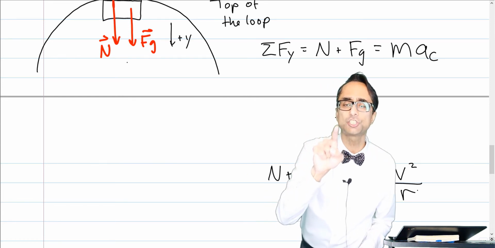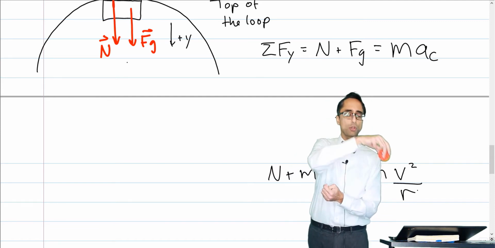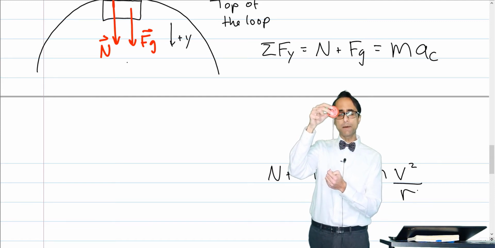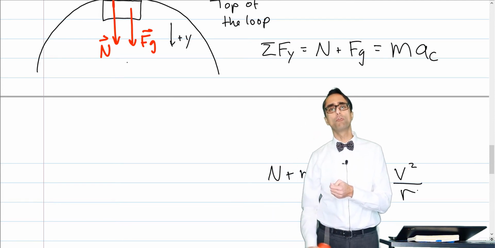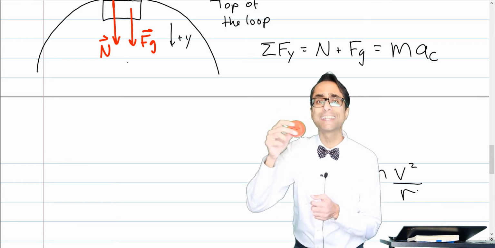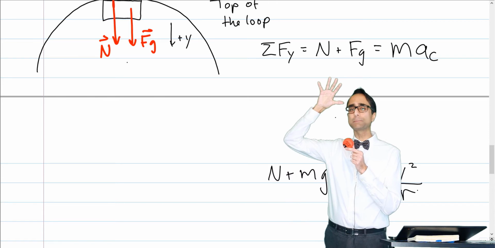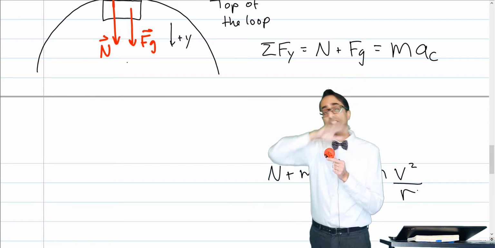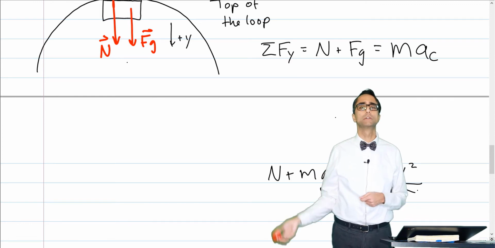What is the tension in the string when this yo-yo is at its minimum velocity necessary to make it over and around again? What is the tension on the string if the yo-yo is going as slow as it can possibly go, but still make it around the circle? Answer me that question.